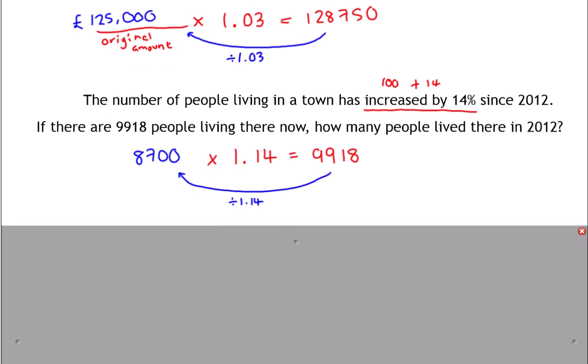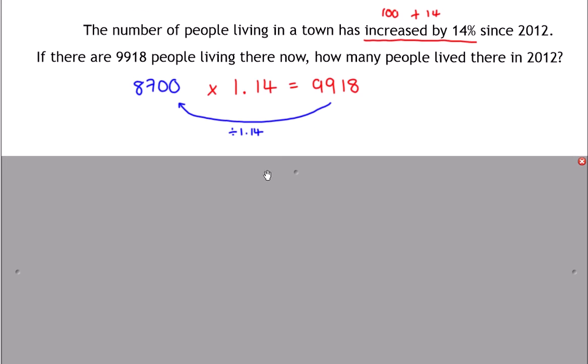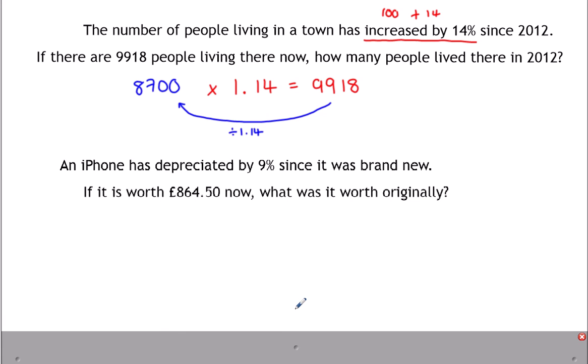Okay, remember you can pause the video to give yourself time. Now maybe it would be a good idea on this last one if you have a go before I do. So if you write this one down, this is the last one I'm going to do in the video. Okay, it's only a short video because you already know how to use multipliers, and all I'm really showing you is to divide by a multiplier when you're working backwards. So an iPhone has depreciated by 9% since it was brand new. If it is worth £864.50 now, what was it worth originally? Have a little go yourselves. When you think you've got an answer, press play in the video.